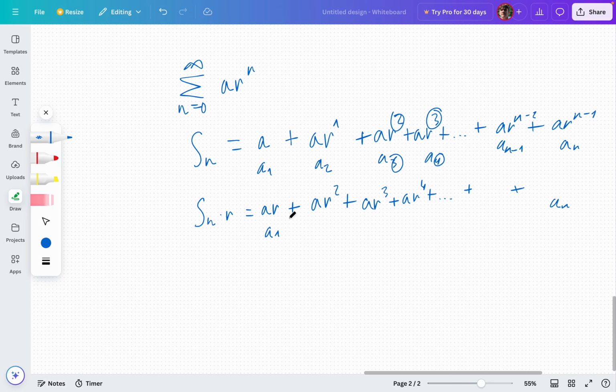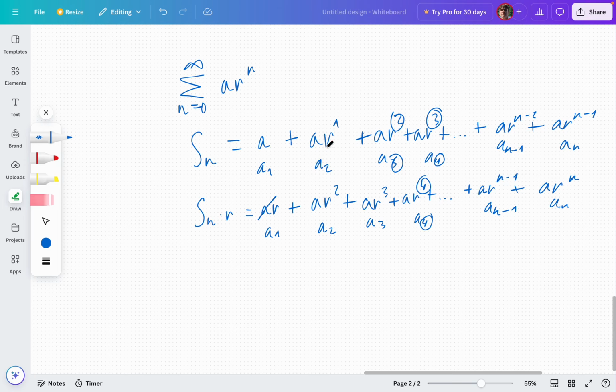Now let's enumerate each term again. A sub 1, a sub 2, a sub 3, and a sub 4. Now in this case, as you can see, our index and our power are the same. So we can conclude that the last term would be simply ar raised to the power of n. And the term before it, which was a sub n minus 1, would be simply ar to the n minus 1, right?